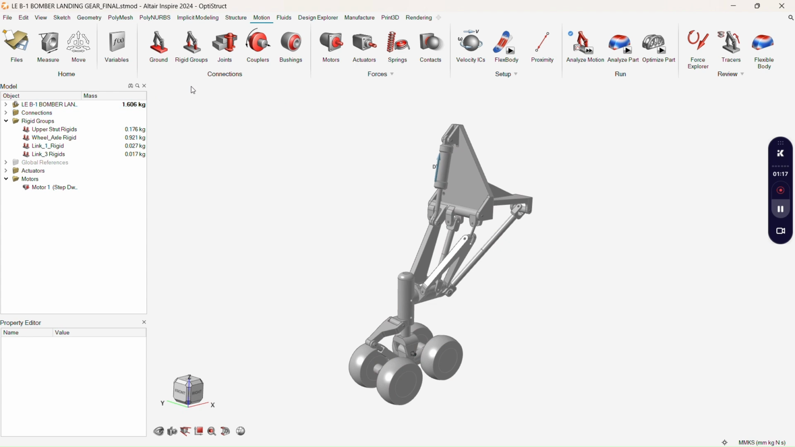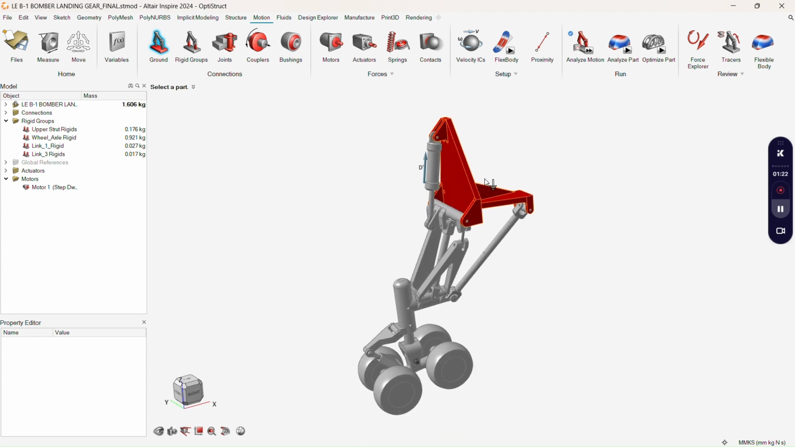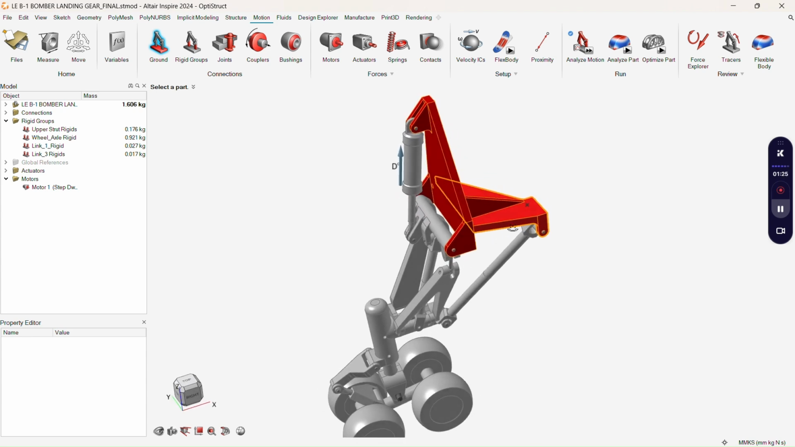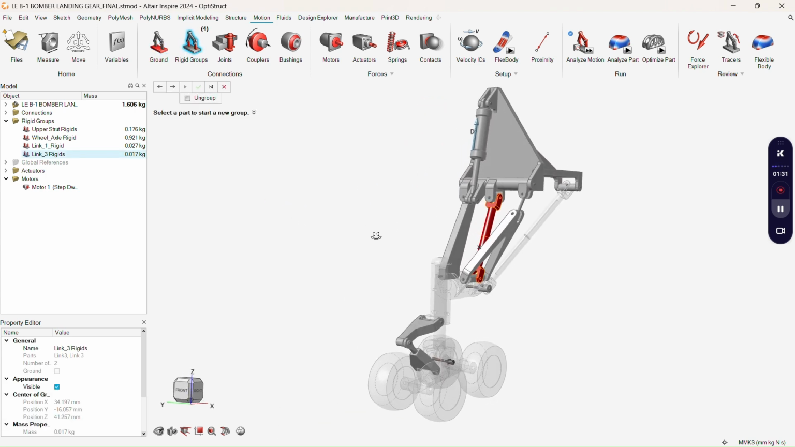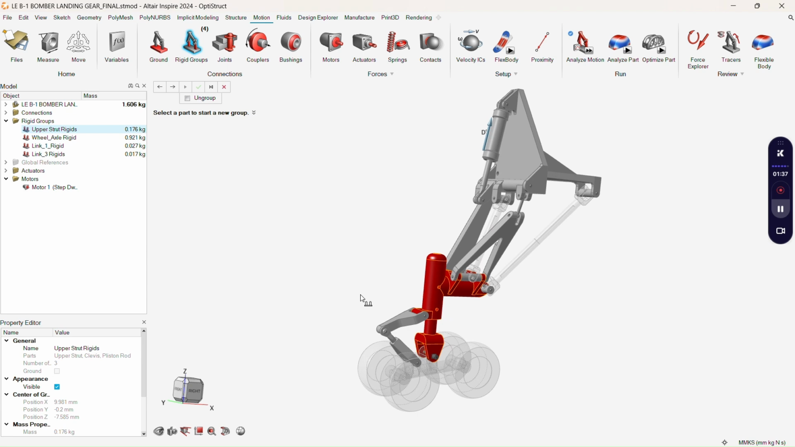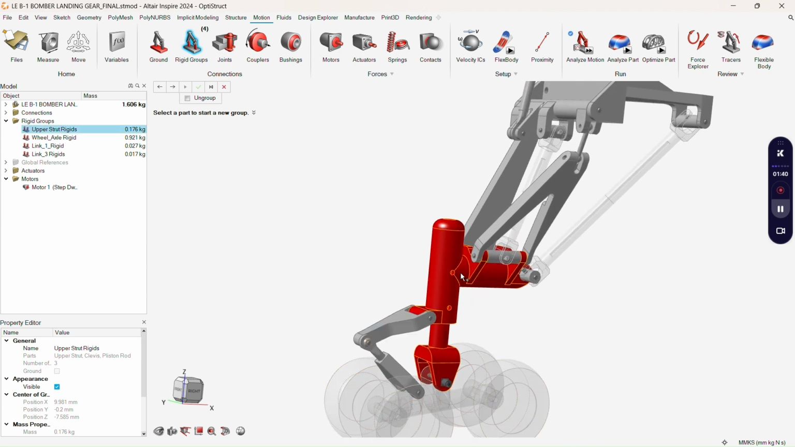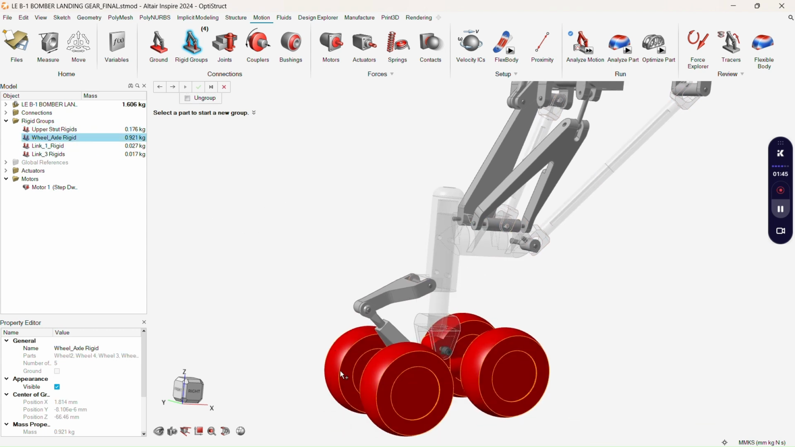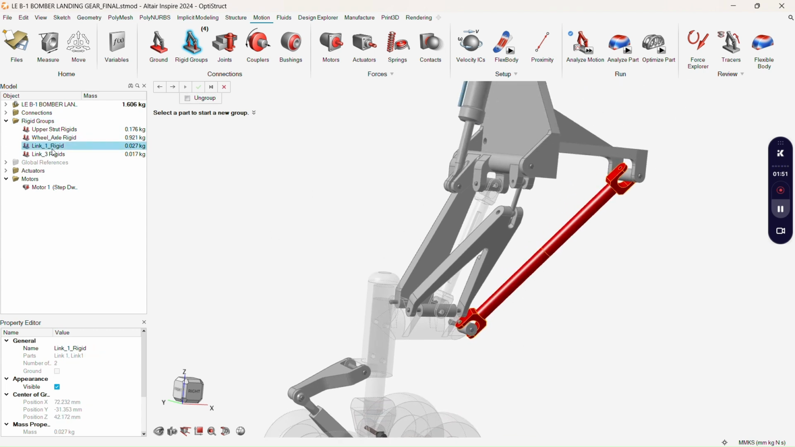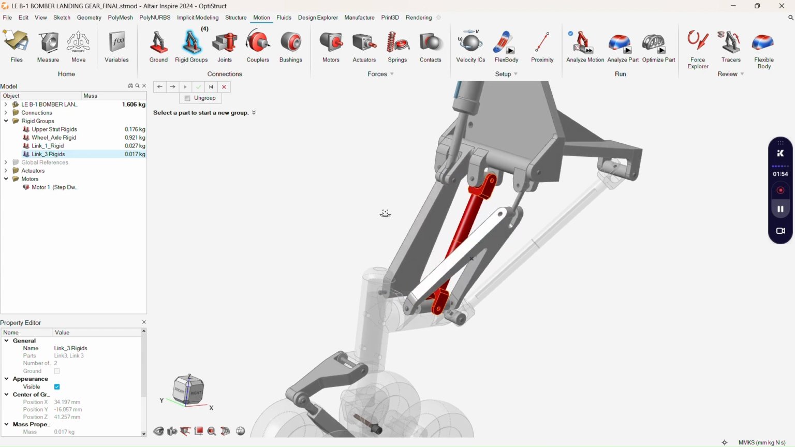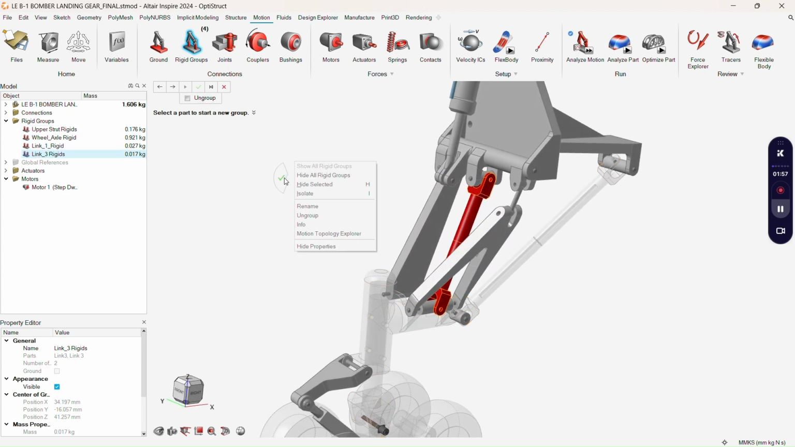Then we'll be defining the motion of the landing gear. Here we have the ground, which will be acting as stationary. Then we have the rigid groups. They will not be moving relative to each other. So we have defined four rigid groups. The first one is the upper strut rigids, which are the upper strut, the piston rod, and the clevis. Then we have the wheel axle rigids, which is the wheel and the axles. Then we have the link 1 rigid, which are the two parts of the link, and the link 3 rigid, which is again the two parts of the link. So these were the rigid groups.